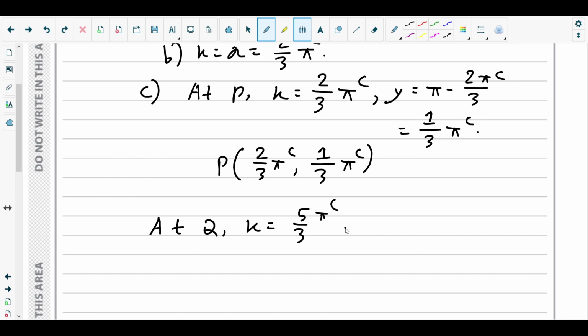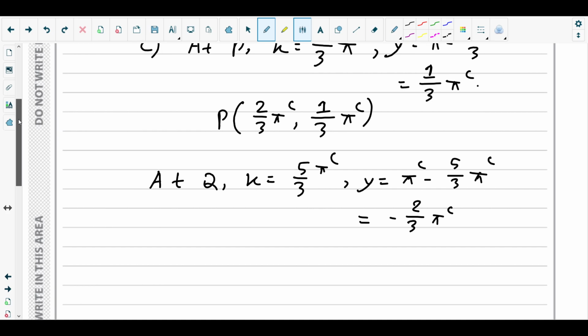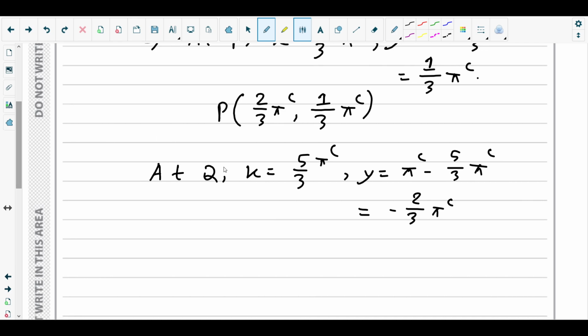So what would be the y coordinate? That would be pi minus 5 over 3 pi radian. So 1 minus 5 over 3 is negative 2 over 3 pi radian. So the y coordinate of point Q is negative 2 pi over 3 radian. So we got the coordinates of point Q, that is 5 over 3 pi radian and negative 2 over 3 pi radian.